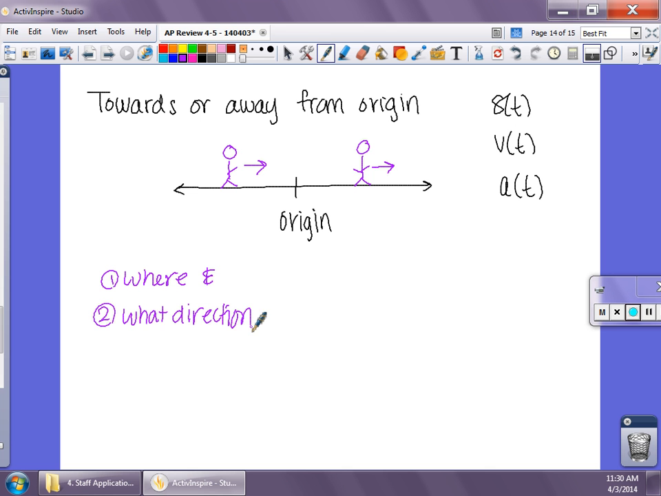So let's say your position is negative. And your velocity is negative. Am I moving towards the origin or away from the origin? Away. And then over here, I'm also moving away. These are my two aways. And here are my two towards.